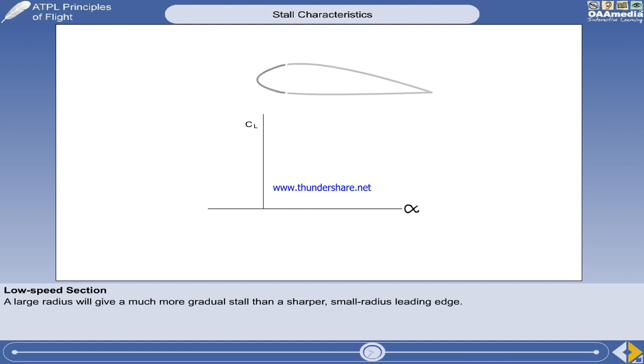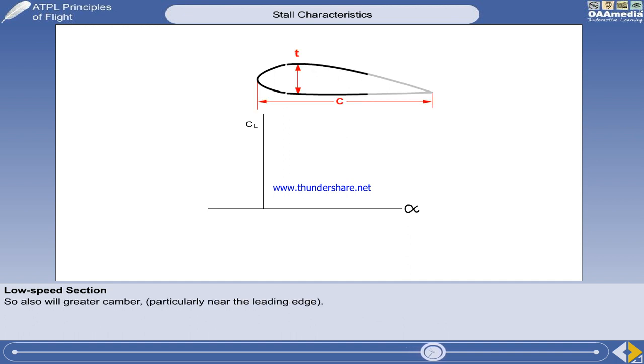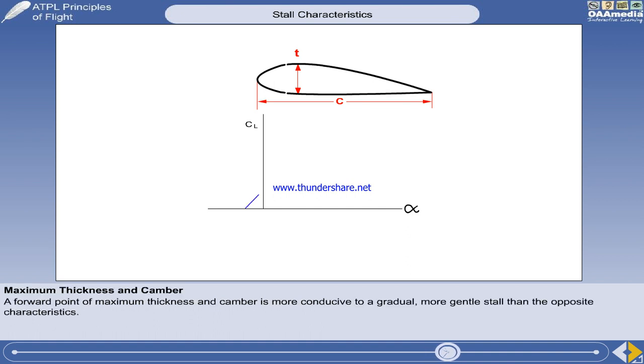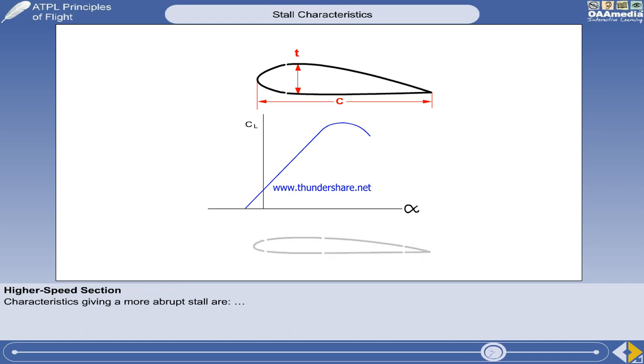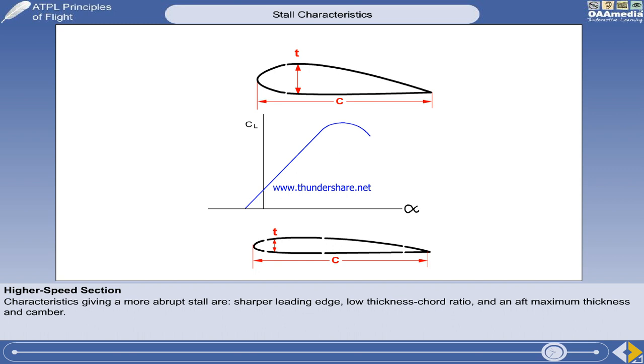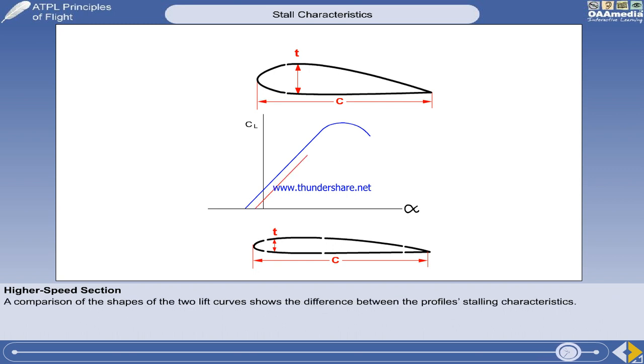First, the radius of the leading edge. A large radius will give a much more gradual stall than a sharper, small radius leading edge. Likewise, a thick section, greater camber, particularly near the leading edge, and a forward point of maximum thickness and camber are all more conducive to a gradual, more gentle stall than the opposite characteristics. These features are more typical of a wing designed for efficient high-speed operation. With a sharper leading edge, a low thickness chord ratio, and an aft maximum thickness and camber, a comparison of the shapes of the two lift curves shows the difference between the profile's stalling characteristics.